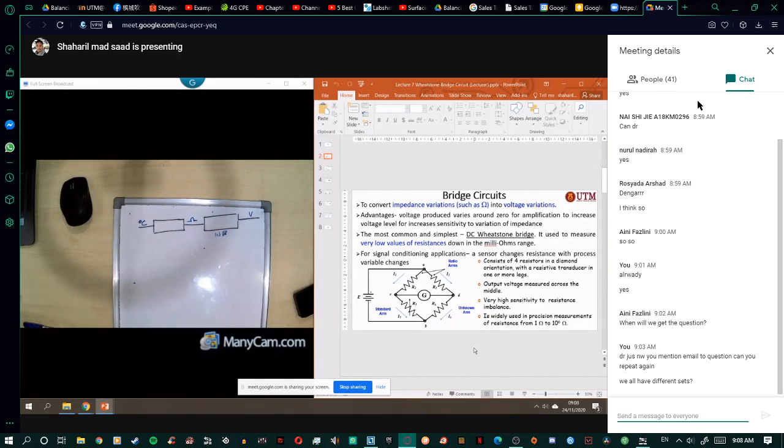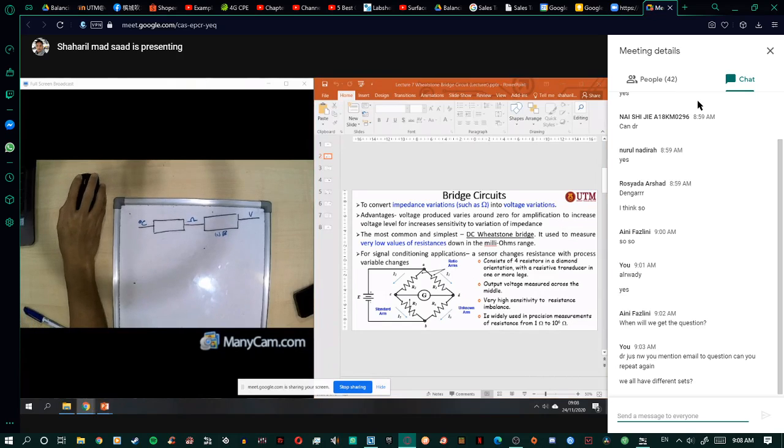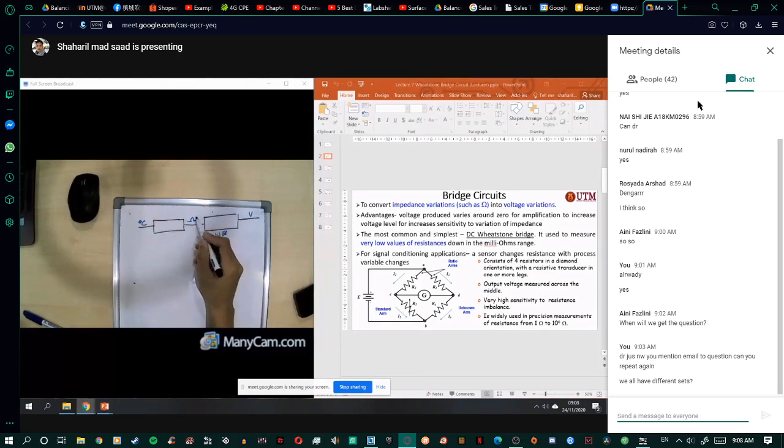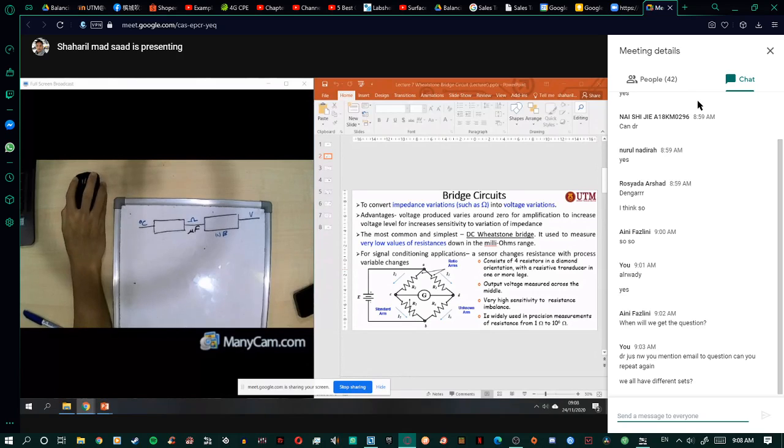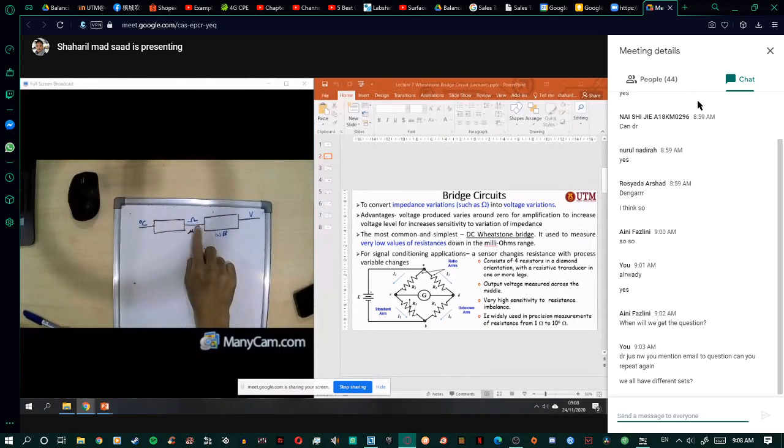So the Wheatstone bridge is used to convert the impedance variation. Impedance variation means sometimes your transducer output is not in terms of ohms, it can be in terms of capacitance, maybe microfarads. So you can also use the Wheatstone bridge to convert it in terms of voltage. So why do we need to convert it in terms of voltage? Okay, let me show you.